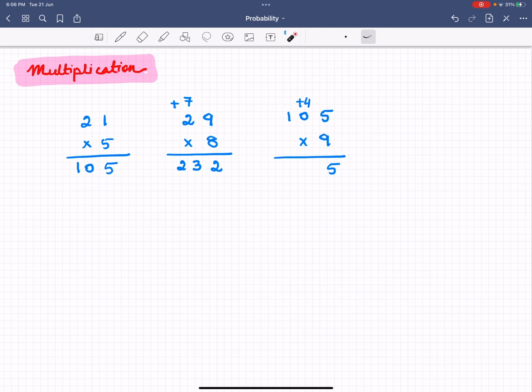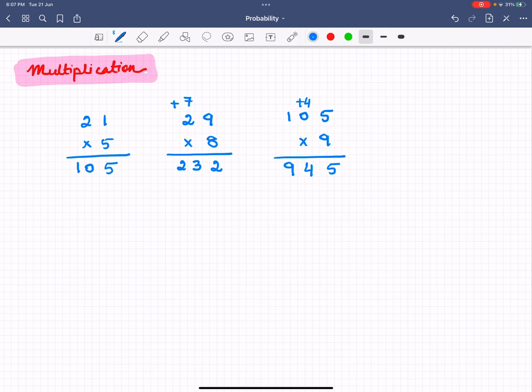Next, we need to multiply the 9 with the 0. As we discussed already, any number multiplied by 0 is 0. So 9 into 0 is 0. But we need to add the 4, so 0 plus 4 is 4. Next, we need to multiply the 9 with the 1. 9 times 1 is 9. So we write 9 here. The answer is 945.